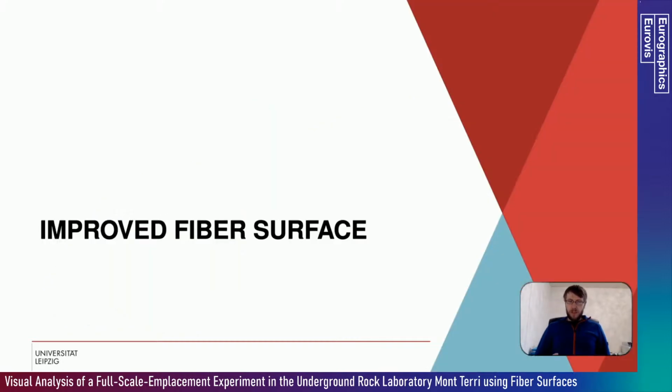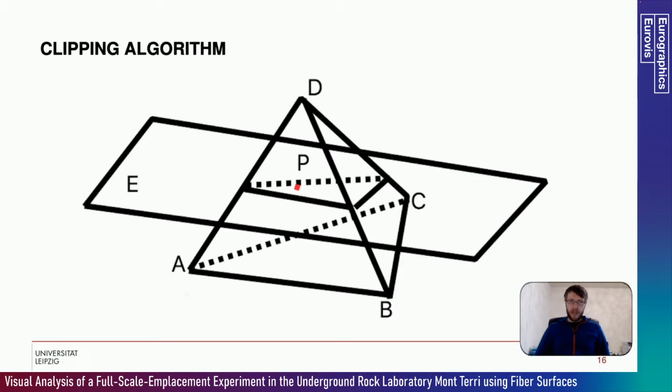Therefore, we have developed the improved fiber surface extraction. To solve the problems mentioned above, we first of all developed a new extraction algorithm. This is based on a classical clipping algorithm in which we cut off the tetrahedron surfaces from the triangle of the region of interest. In this example, the plane E is the region of interest, the triangles, and ABCD is a tetrahedron. Additionally, we reduce the double calculation of vertices to reduce the numerical errors. A side effect is that our interactor no longer needs to be convex and closed.